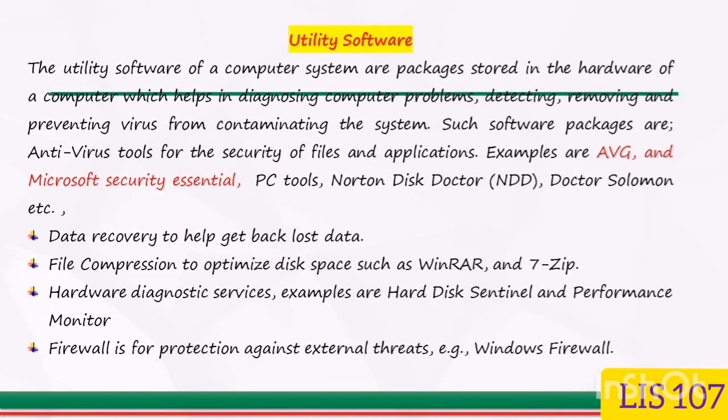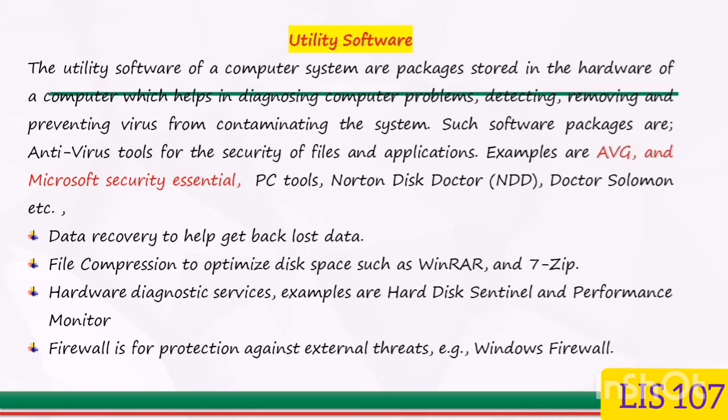So, utility software. In a computer system, there are utility packages that help in diagnosing computer problems. They are the ones that help to detect: is there a virus? Why is my computer slow? Why is my computer hanging? What's wrong with my computer? That is what utility software does. And we have various antivirus tools. We have AVG, we have Avast, we have Kaspersky, we have lots of them.